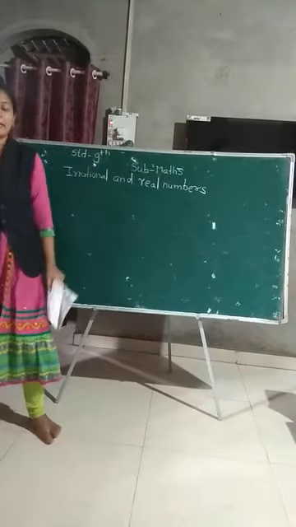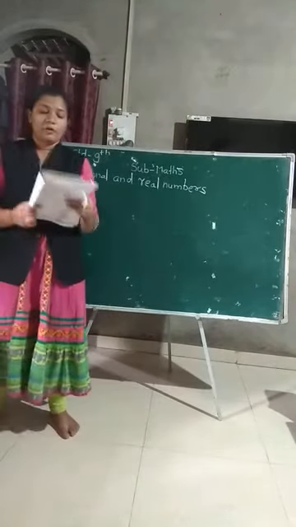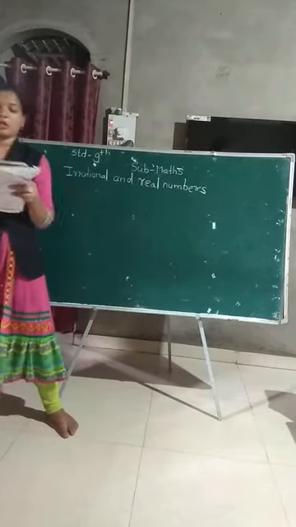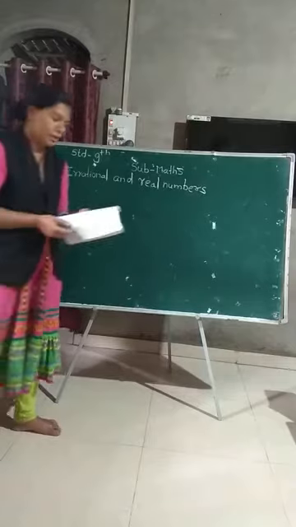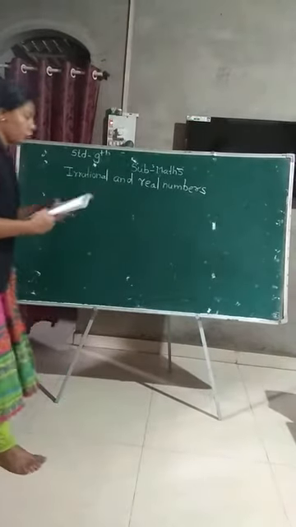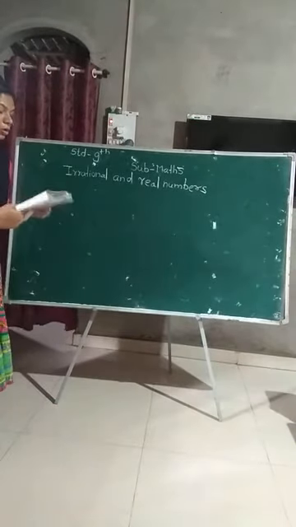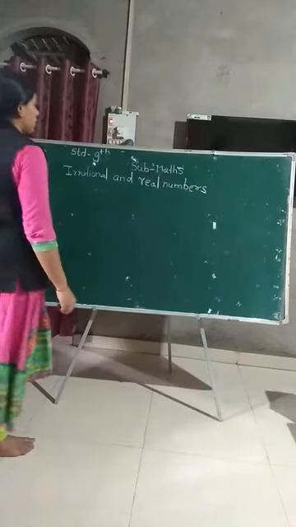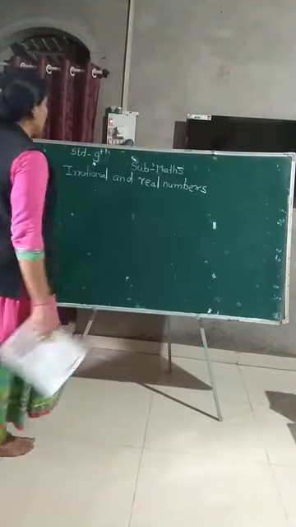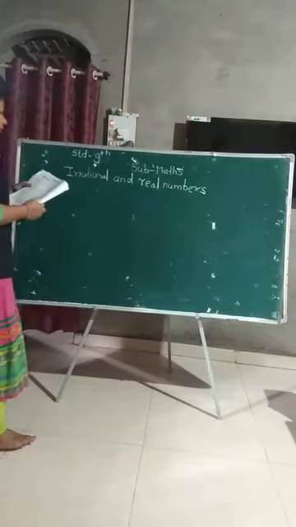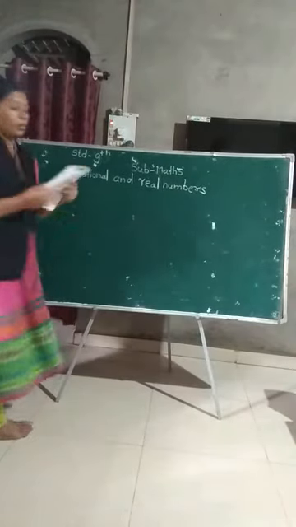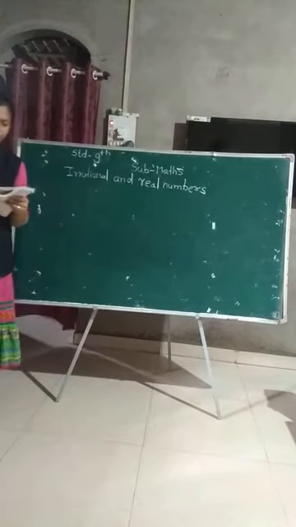Good morning, students. In the last lecture, we saw how to express a recurring decimal in p upon q form, that is, rational form. In this period, we will prove that root 2 is an irrational number. You know irrational and real numbers. Root 2 is an irrational number. This can be proved using indirect proof.